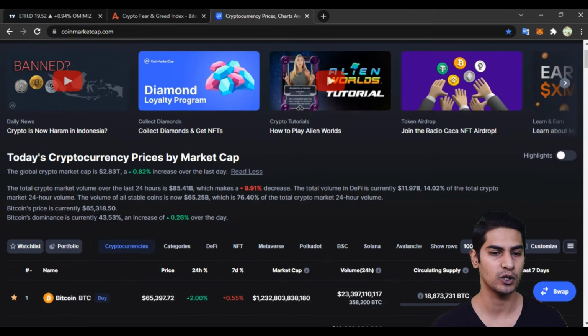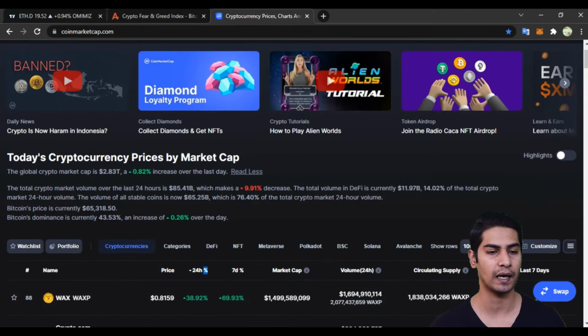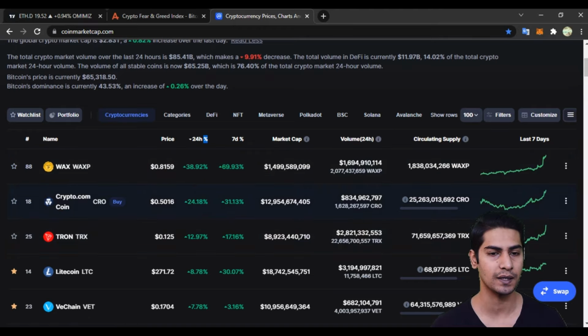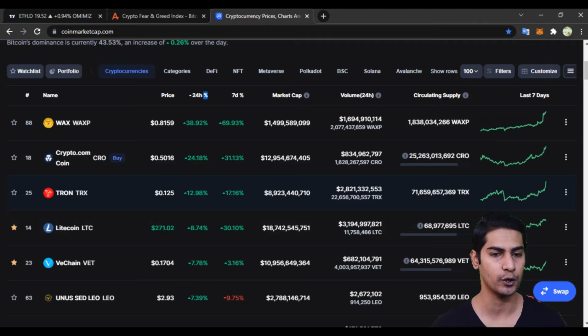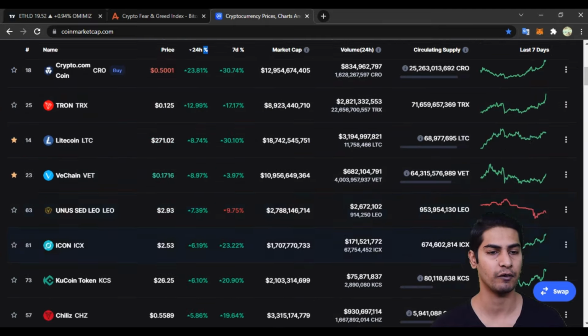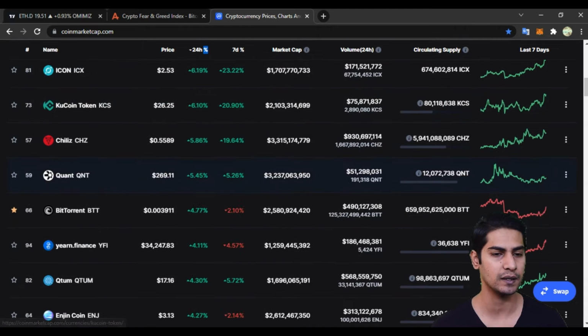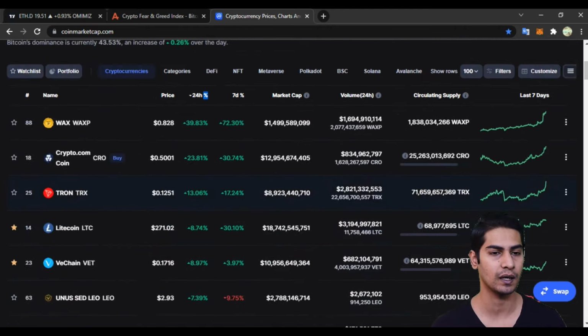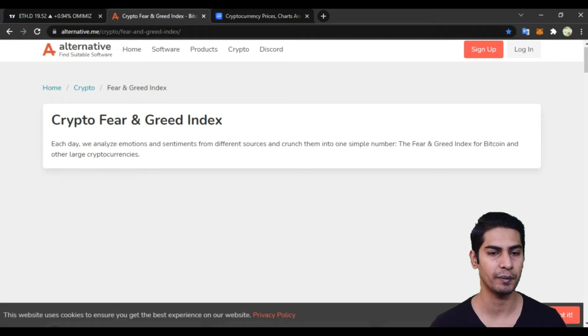Now let's see which were the coins that made massive gains in the last 24 hours. We've had WAX, that's up about 38%. We have Crypto.com, that's up 24%. Tron is up 12%. Litecoin is up 8.74%. VeChain is up 8%. Mainly we can see it's a mix of NFT and gaming based tokens that are very bullish at this moment.